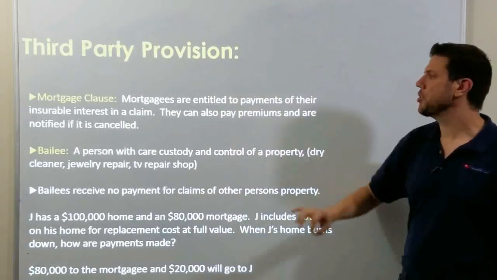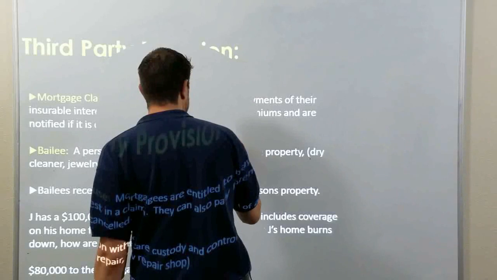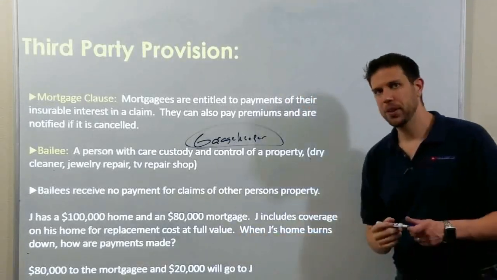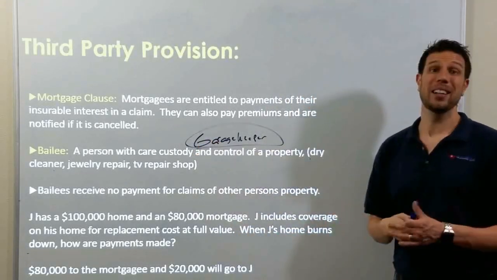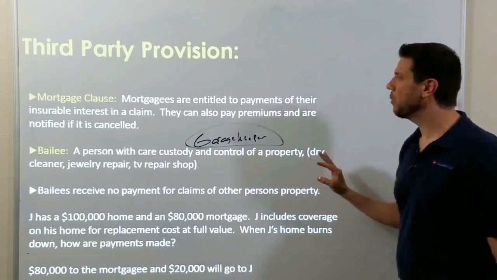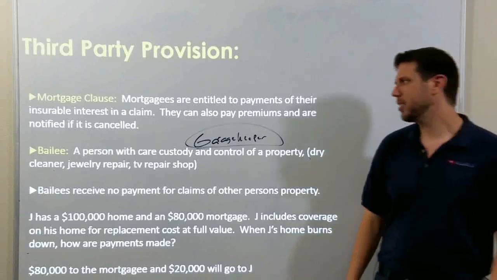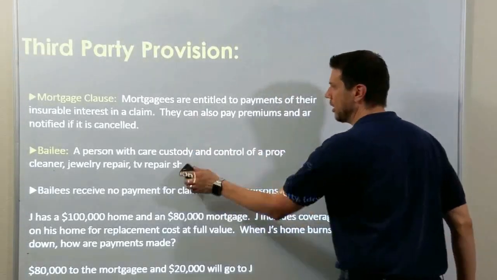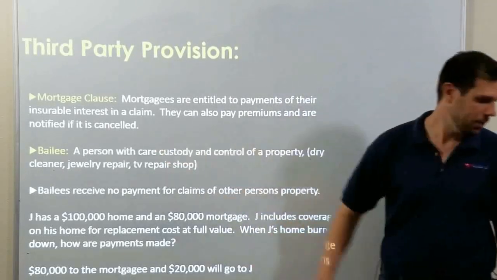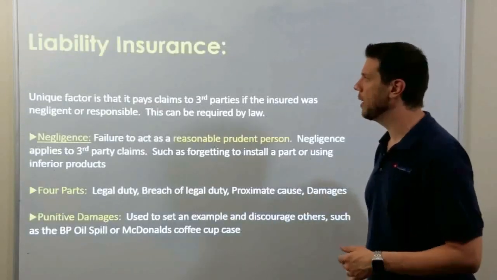And I want to make one more distinction about a bailee. Later on, we're going to learn something called a garage keeper. A garage keeper is an auto repair shop. Auto repair shops, we don't call them bailees, we call them garage keepers. So like Jiffy Lube, auto dealerships, valet, anything that works with cars is not going to be a bailee. They're going to be a garage keeper instead. They work the same way, but dry cleaners, jewelry repair, TV repair shops are specifically bailees. That's what we call them. And again, they do not get paid if your stuff is damaged by them. You directly would get paid.